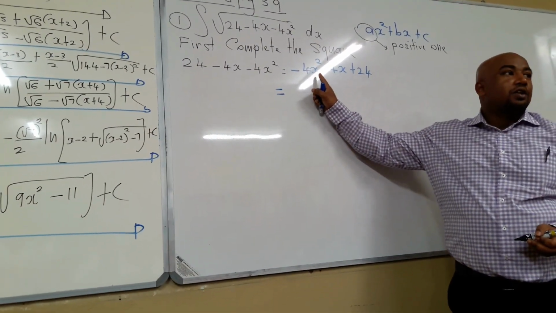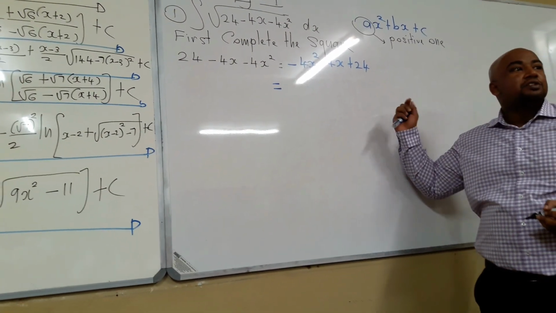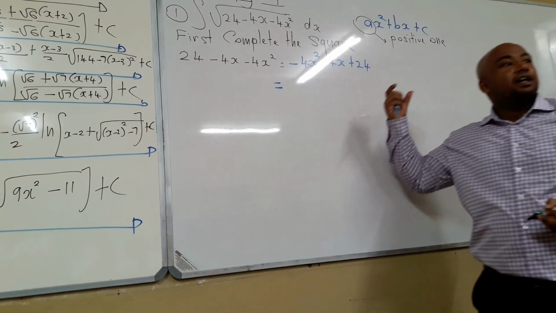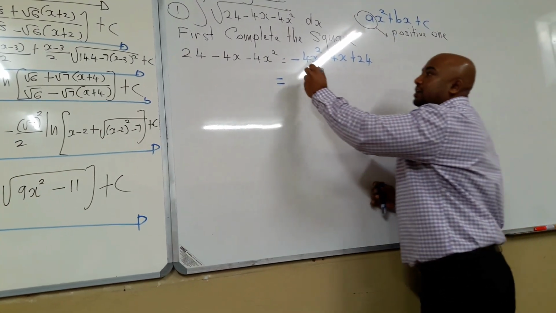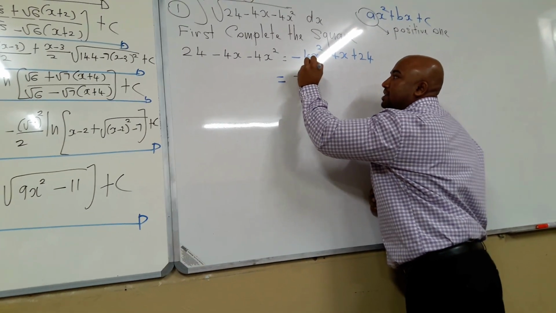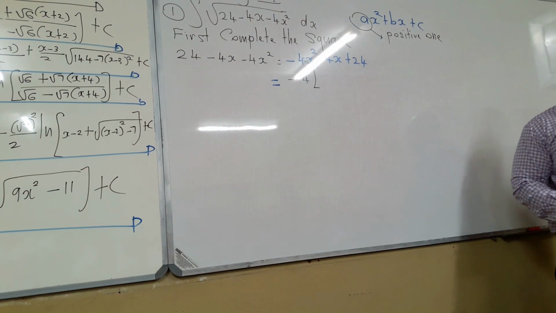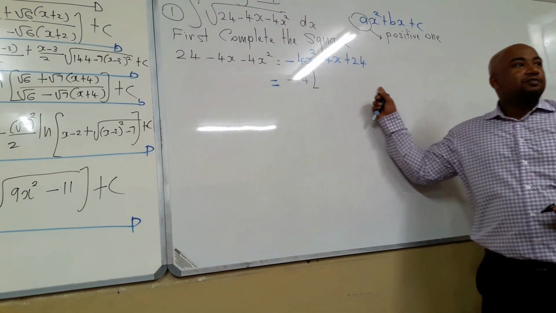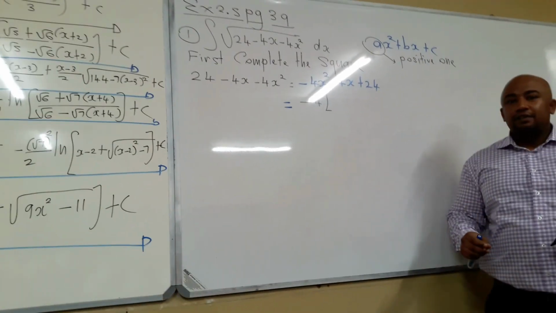Is it positive 1? No. So what do you do if it's not a positive 1? Divide. You need to take out a common factor. There's no dividing by minus 4x. You take out a common factor of negative 4. It seems like a simple thing, but I guarantee you 50% of you are going to make a mistake here. So let me allow you to do it for 1 minute.